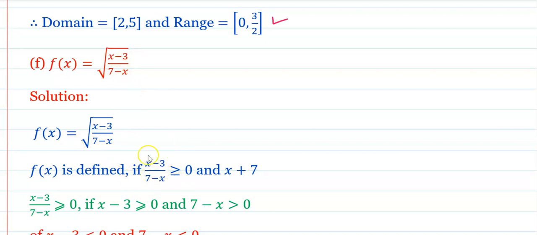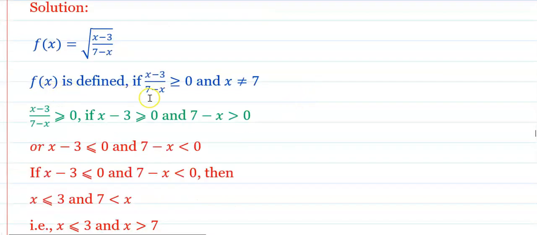Now this must be positive, greater than or equal to 0. That is, f of x is defined if (x minus 3) upon (7 minus x) must be greater than or equal to 0 and x is not equal to 7. Okay, now next, x minus 3 is positive, and 7 minus x is also positive. Both must be positive.